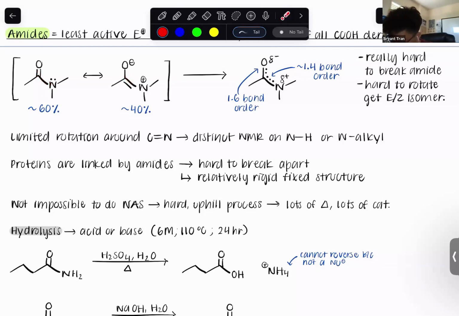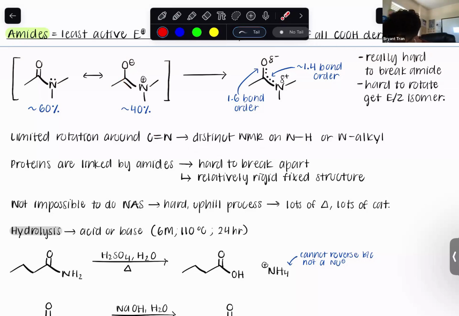Because the nitrogen here is donating electrons, this resonance structure here is around 40%, and because there's a double bond right there, that double bond cannot do free rotation. So it's limited rotation around that bond. All right, and then you can see that on the NMR.